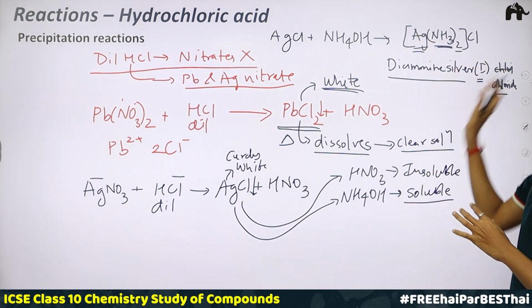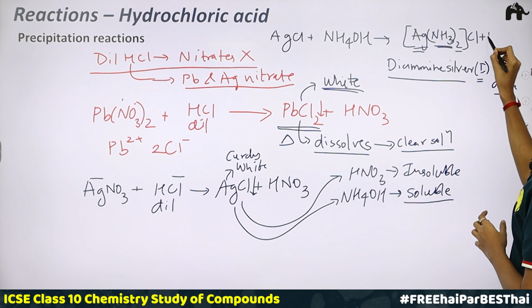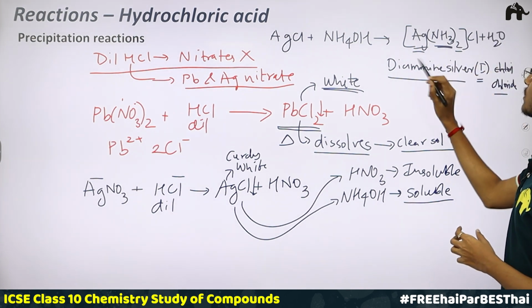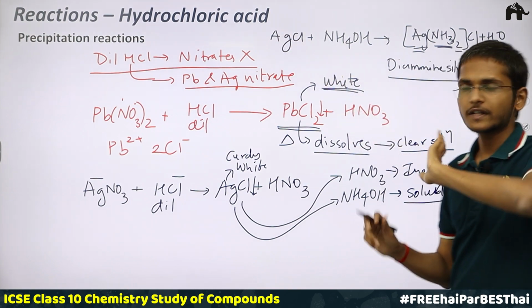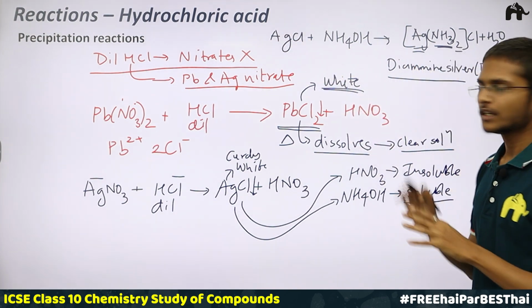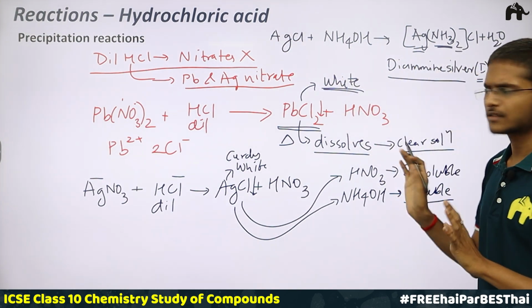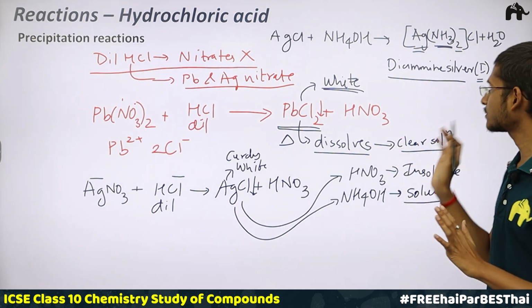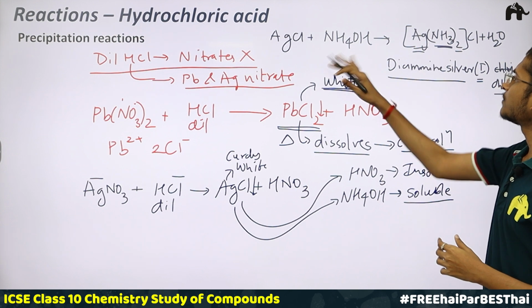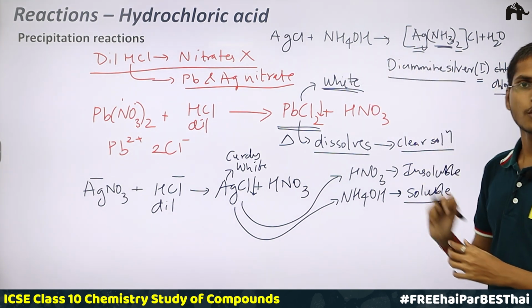So this complex salt is formed along with water, and due to the formation of this complex salt, this precipitate gets dissolved and we get a clear solution, okay? This precipitate gets dissolved. No need to go into the color and all of that of the solution. Just remember that the precipitate dissolves in this way because of the formation of this complex salt.